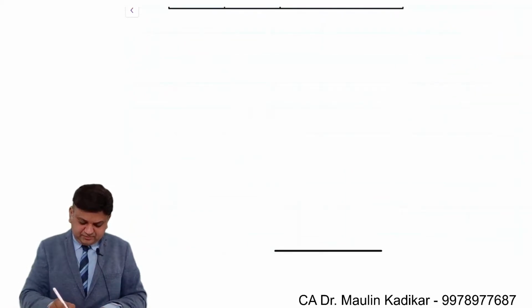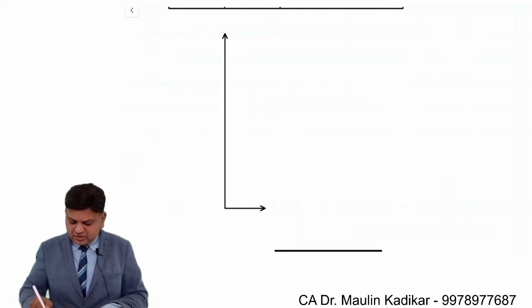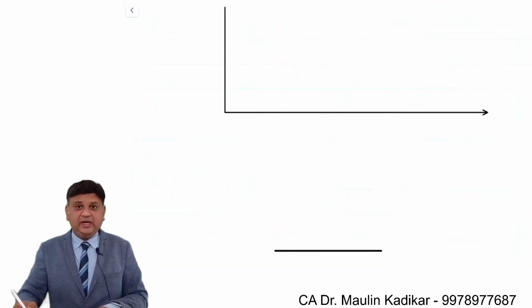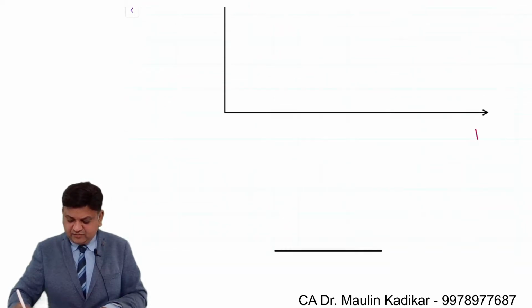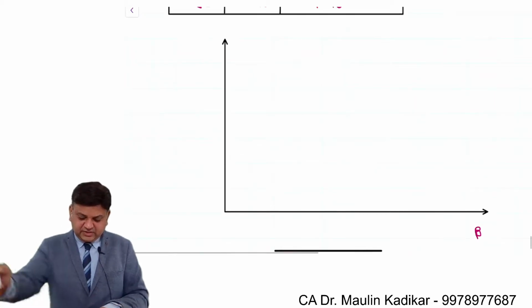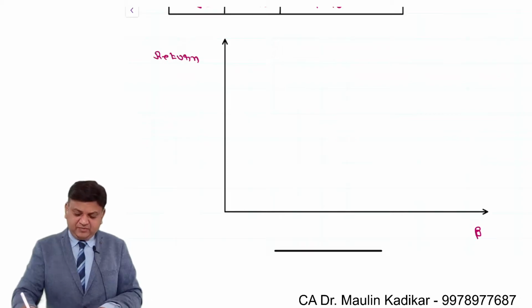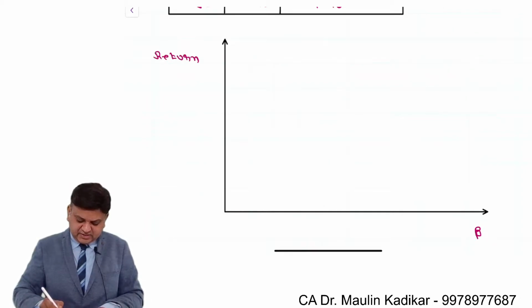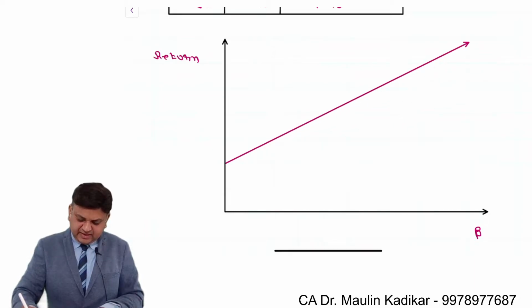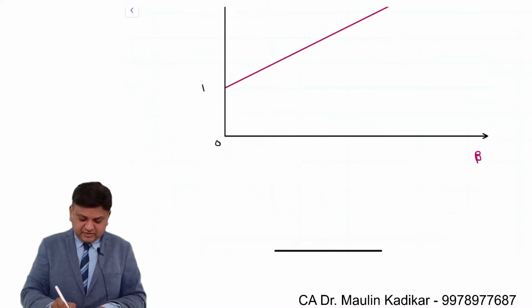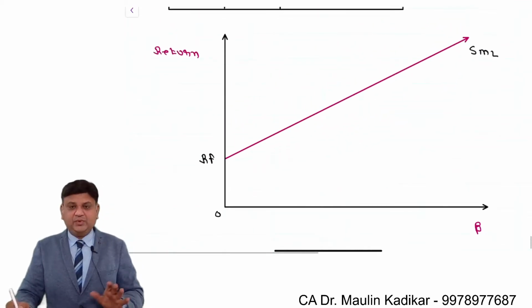Everybody is requested to pay attention. Dear students, we have seen a kind of diagram like this, wherein on the x-axis we take risk that is measured in the form of beta, and on the y-axis we take the return. This is the diagram for CAPM, and this is the line which is given the name security market line. When beta is 0, the return is equal to the RF. That is what we understand.